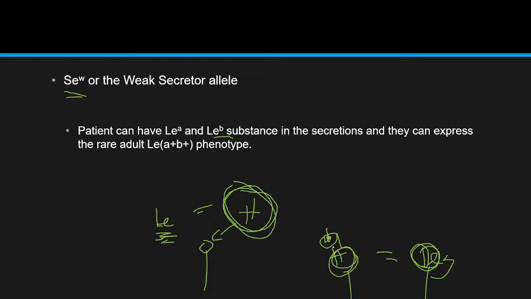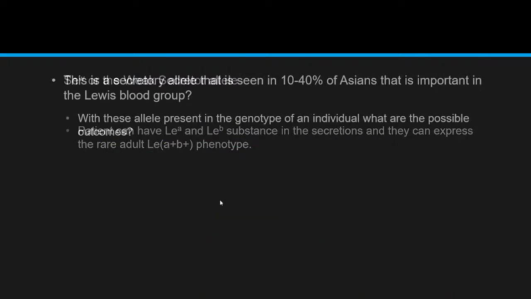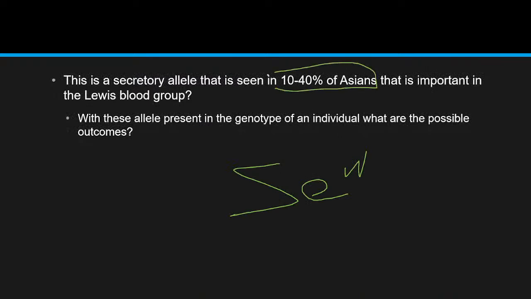I said substance. I'm not referring to it as an antigen, because as I mentioned before, they are constantly moving around in the secretions or even in the plasma. So I always refer to the Leb as a substance, not as an antigen. All right? So there's going to be equal amounts of this, and this is going to produce a rare phenotype, which is the Le(a+b+). And a lot of Asians are like that.